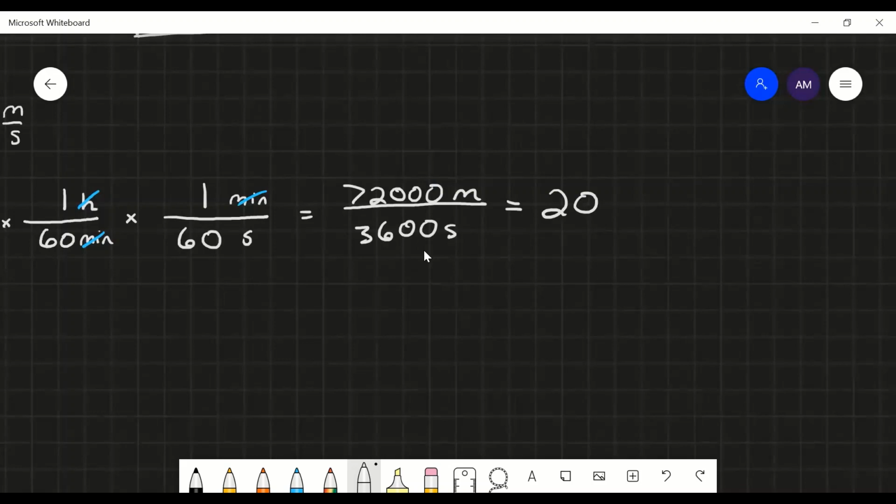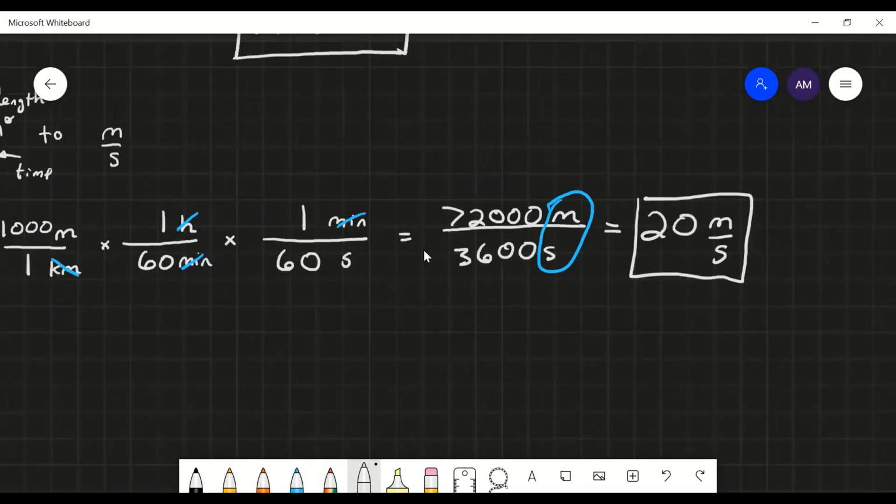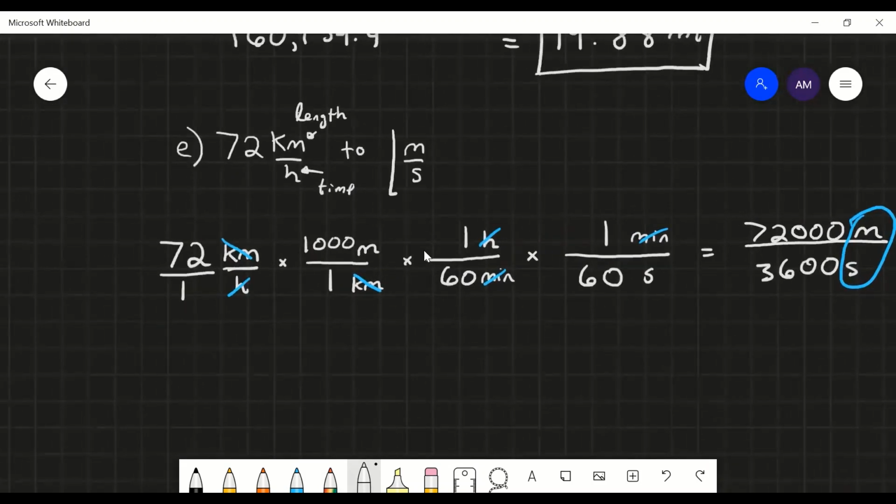20. And well, what are the units that are remaining? Meters per second. And that's good because we were aiming to convert this into meters per second. So I'm glad that worked out.